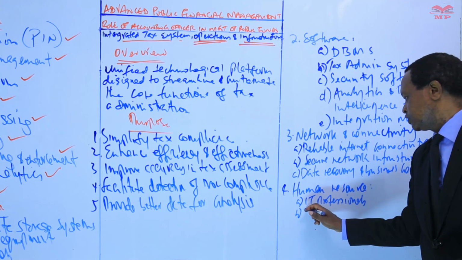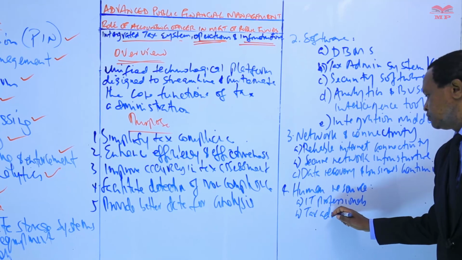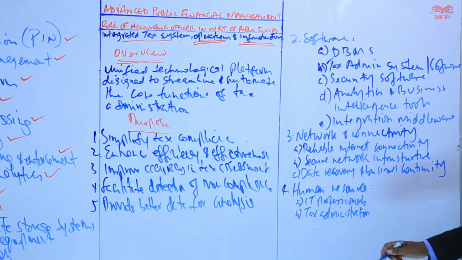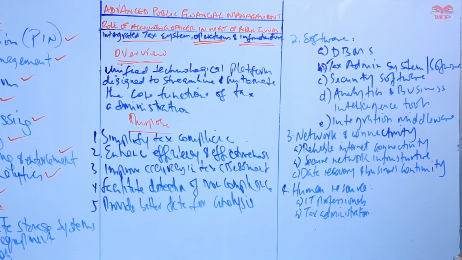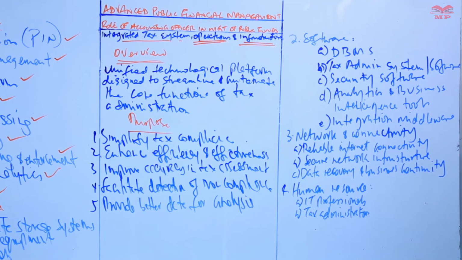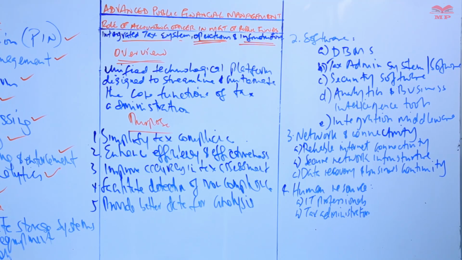Tax administrators are also required to have an integrated tax system. You also need tax administrators and analysts. These are staff that are trained in using the ITS effectively for tax operations, and also trained in data analysis, compliance monitoring, and taxpayer services.